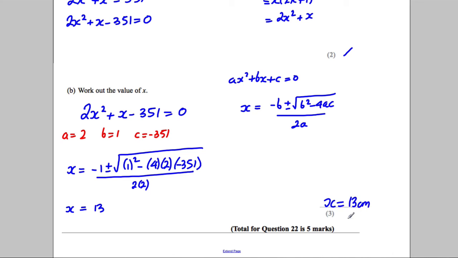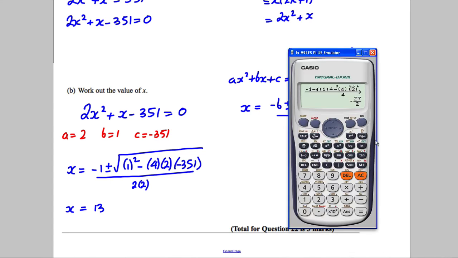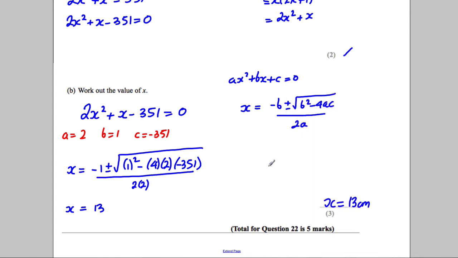13 centimetres as well. Now, the other ways we could have done this, we could have factorised. You could have even completed the square. Also, with this calculator, you can actually solve quadratics. If you go to mode, equation, it's a quadratic, number 3. Our a was 2, our b was 1, and our c was negative 351. Just type those in, press equals, 13 and negative 27 over 2 are the answers. So you could have checked your answer like that.